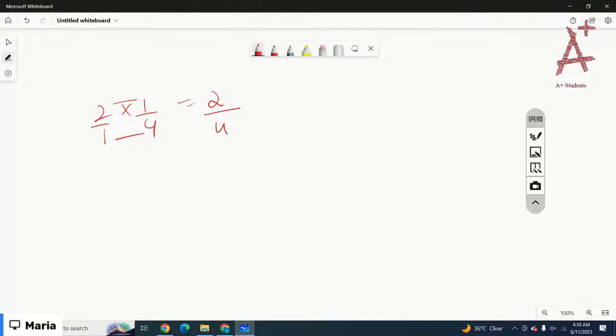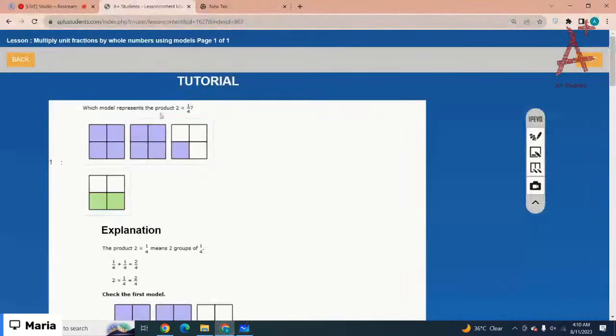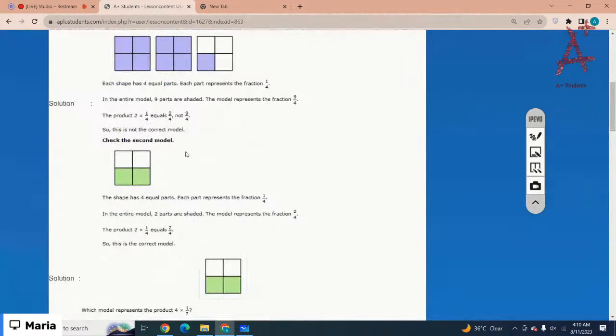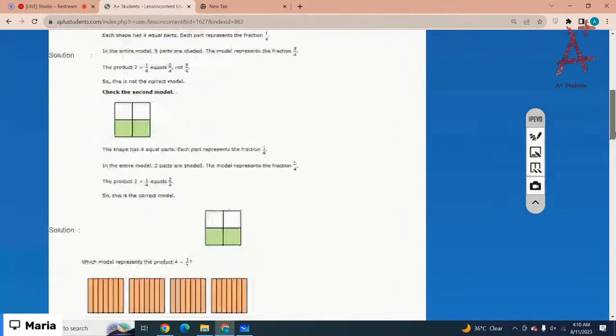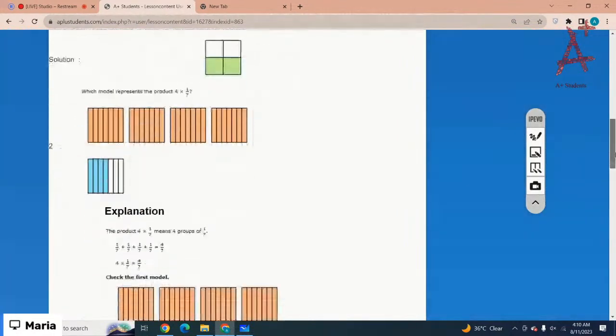That means it is 2 over 4. You have to find the model here. 2 over 4 means the total portions are 4, and out of the 4 just 2 of them are colored. So this one is the correct option. Okay, let's look at the next one.